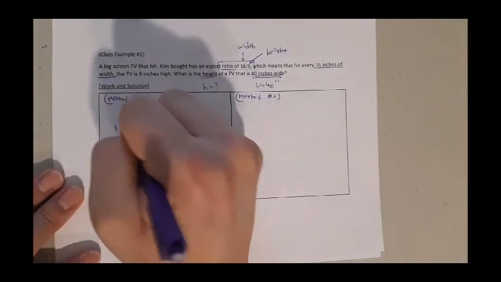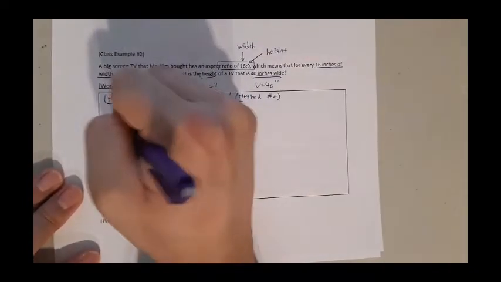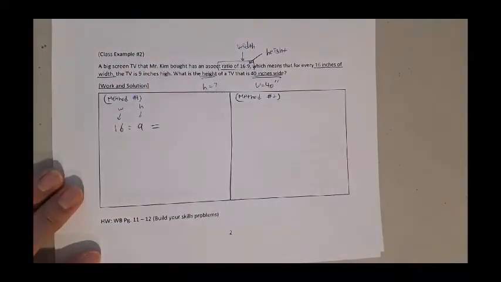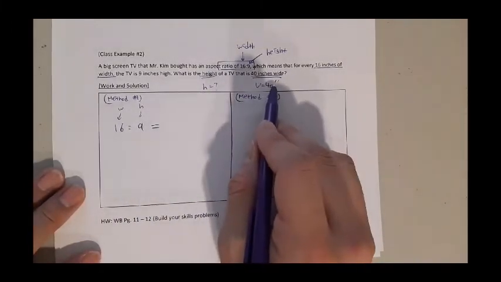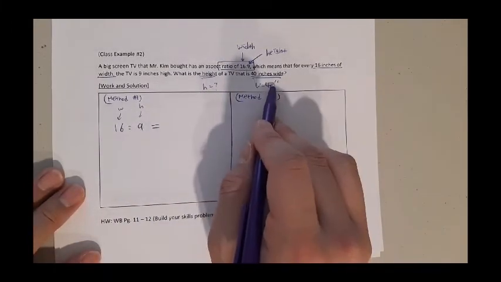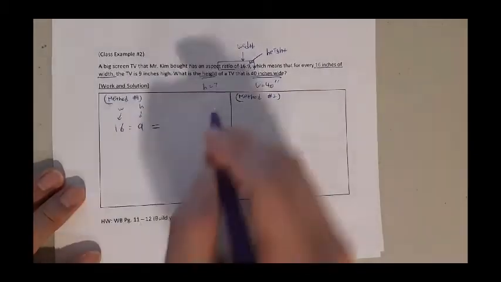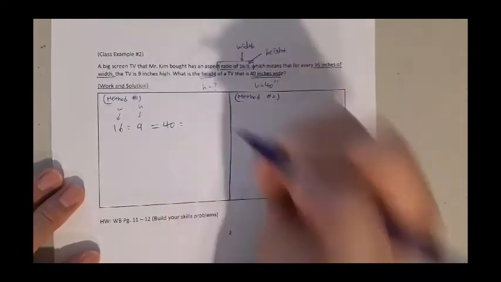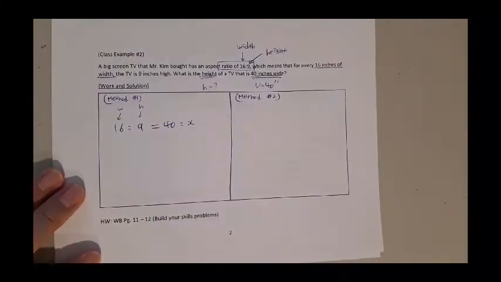So 16 to 9. Know the fact that this is width, that's height, because we have to be very consistent. In that situation, you can put whatever the given value is, in this case 40 inches, which belongs to width, and width is on the left side. So I need to put 40 inches over there, and for the height, why don't we put x? You can put h if you want.